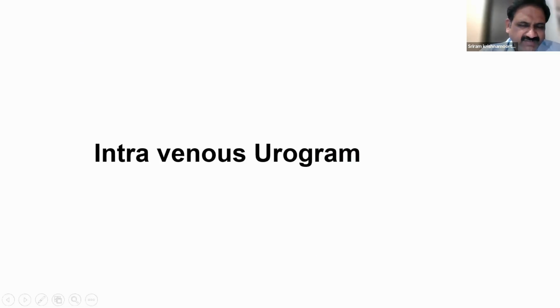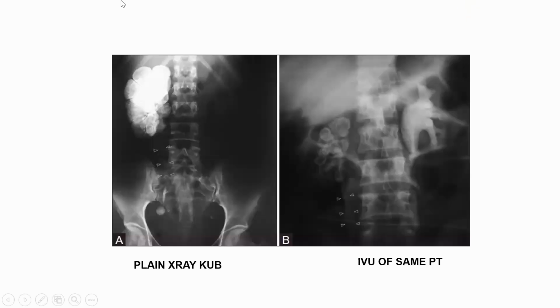We will now move on to the intravenous urogram. There are a few important findings that you will see in intravenous urogram. IVU is one investigation which has almost become obsolete. I'm very sorry to say and admit that IVU is no more being used by most urologists. About 90 to 95% of urologists are done with the IVU.